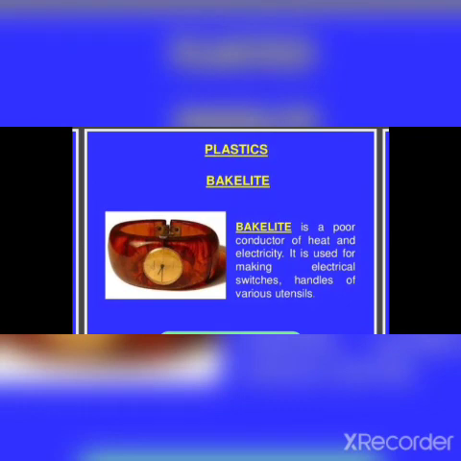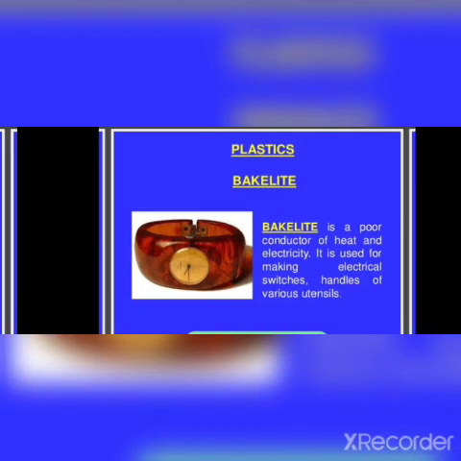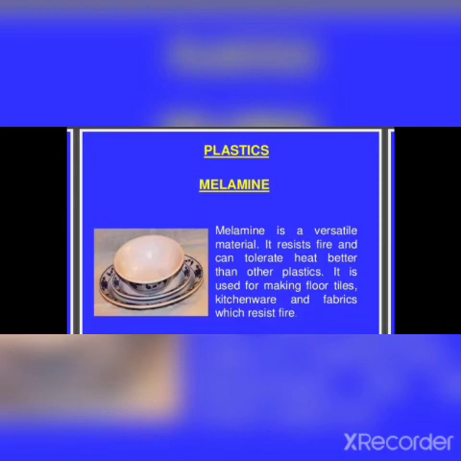Bakelite is a poor conductor of heat and electricity, so it is used for making electrical switches and handles of various utensils. Melamine is another variety of material. Melamine can also resist fire and is a bad conductor of heat. So it is used for making floor tiles, kitchenware and fabrics which resist fire. Example, the fabric which is worn by the fireman is made up of melamine.